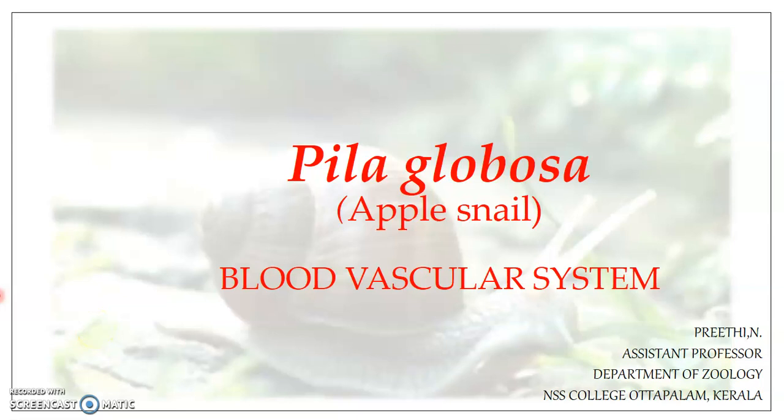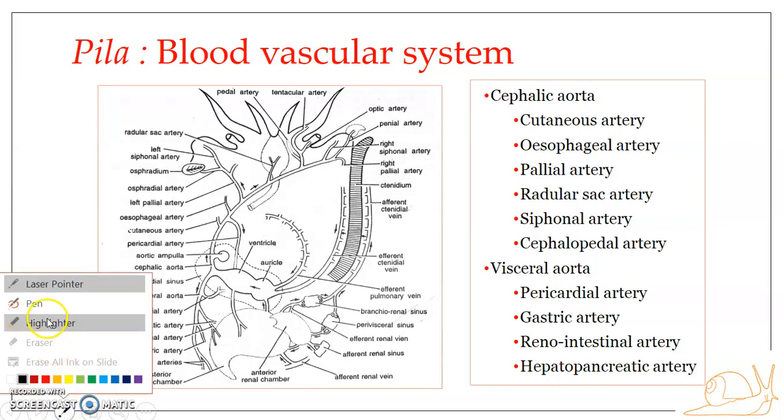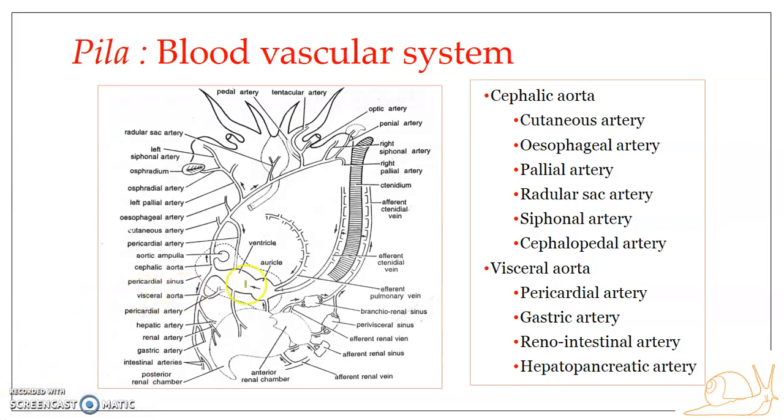Hello everyone, welcome to the third video on the blood vascular system of Pila globosa, and here we will be dealing with the arterial system and looking into the course of blood circulation. Here you can see the arterial system specifically. So this is the heart, the ventricle and the auricle.